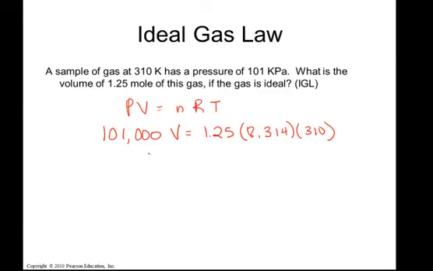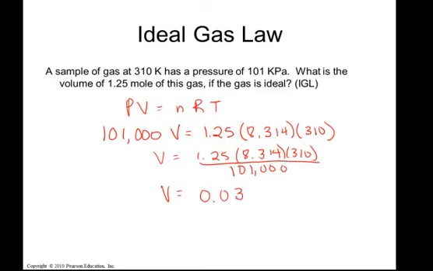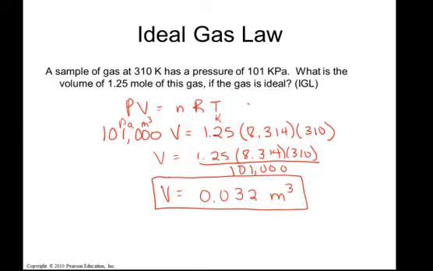So I'm going to be taking everything on this side and multiplying it together, and then dividing by my pressure, and I'm going to get a volume of 0.032 meters cubed. So the pressure we're going to have in pascals, volume is going to be in meters cubed, n is your number of moles, R is always that constant, and temperature has to be in Kelvin.